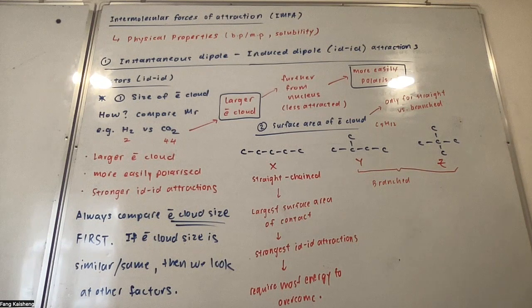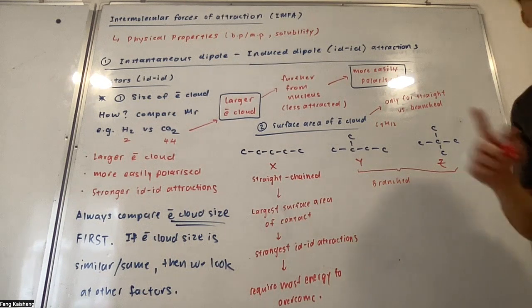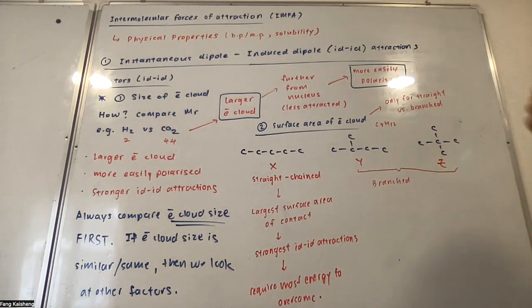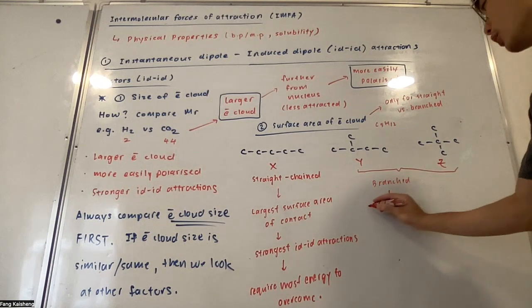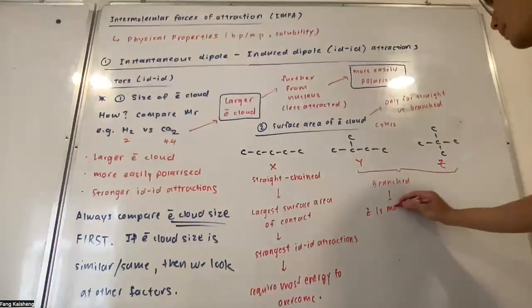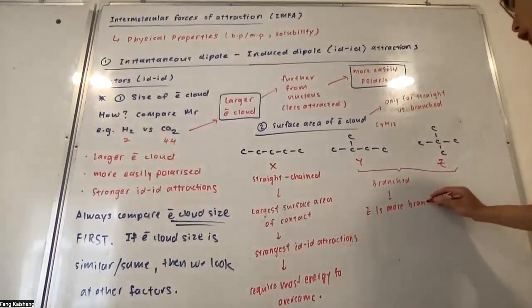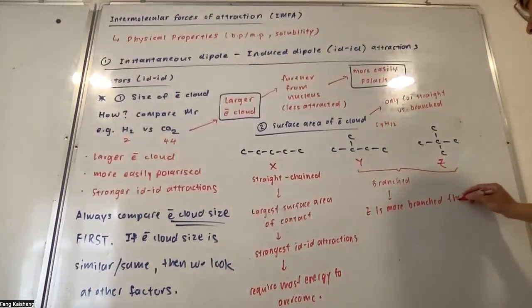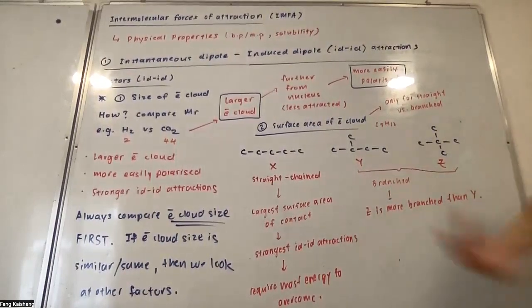They are both branch molecules, but... Good, that's legit. So you must try. Who is more branch? Z. Okay, so you can say this: they are both branch, but Z is more branch than Y. Or you can say Z has more branches than Y. Also can. Now, if you have more branches, what does it mean?